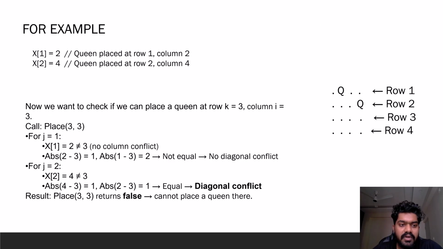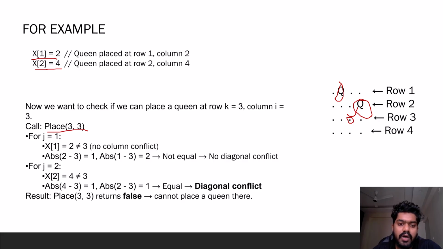See, for example, we have placed a queen in the first row and second column, and second row fourth column, as you can see here and here. Now we are checking to place a queen in the third row and third column, and that is this place. As you see in the diagonal, it has a queen, so it should not be placed there. See how we will check how it solves.